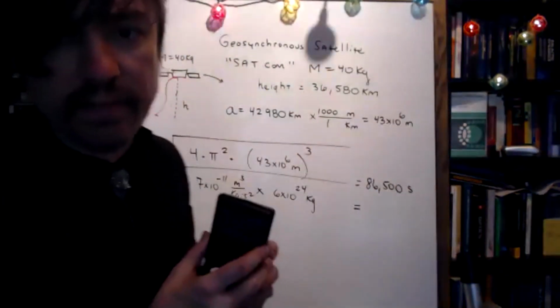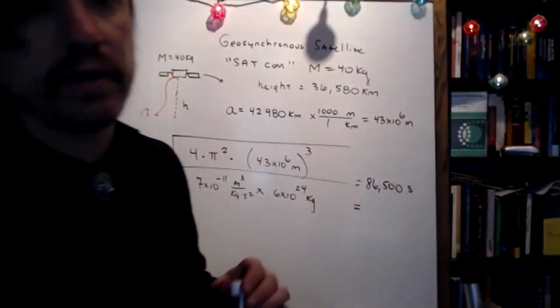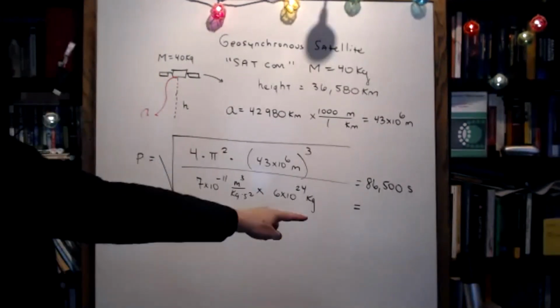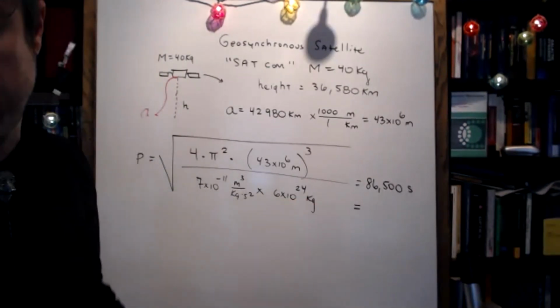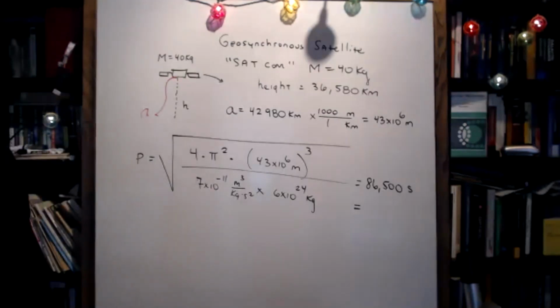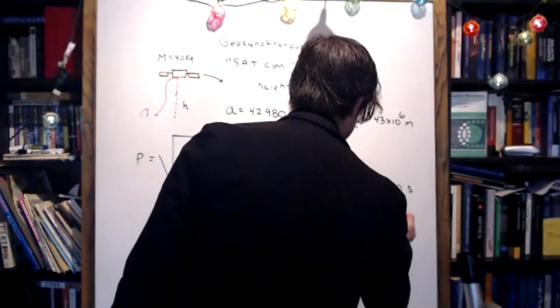Did that work better this time, Kate? Okay. Hopefully I didn't square root it. Hey, Arunsak, how many hours is that? 24. I guess that's why they call it a geosynchronous satellite, isn't it?